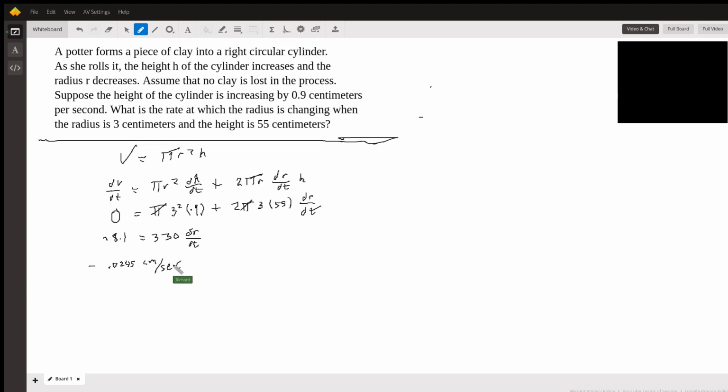And it's negative because we're told, but we would expect it to be negative because the volume is constant. The size of the radius is decreasing by a certain rate because the height is increasing by 0.9 centimeters per second. So the radius has to be decreasing in order to maintain a constant volume. So that's what this is.